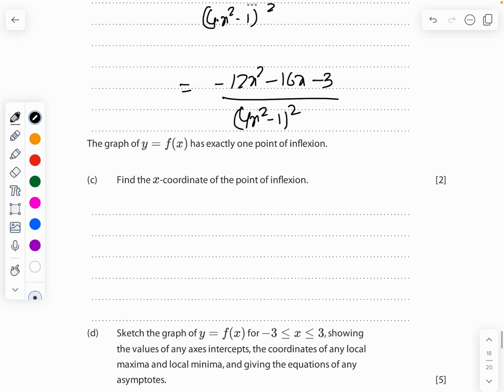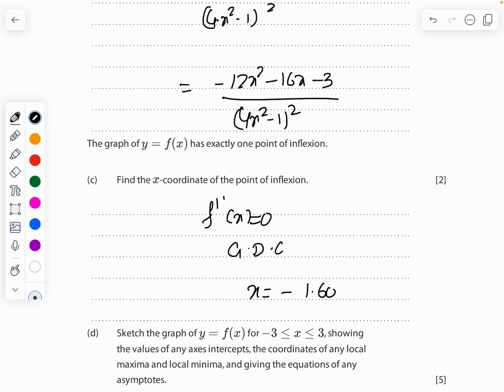Then let y equal to f of x have exactly one point of inflection. Find the x coordinate of the point of inflection. For the x coordinate of the point of inflection, f double prime x should be equal to 0. So by using the GDC, you can get the value of x as negative 1.60.